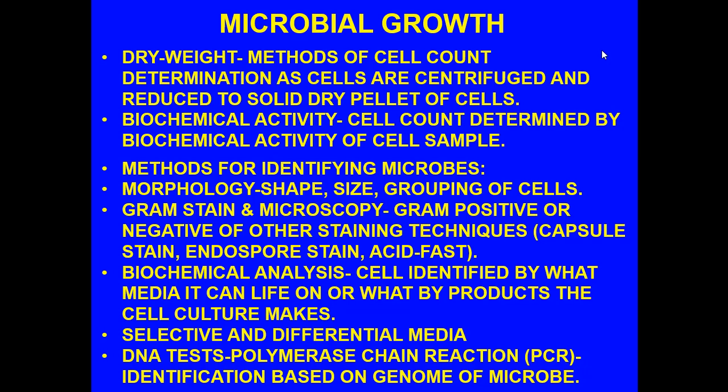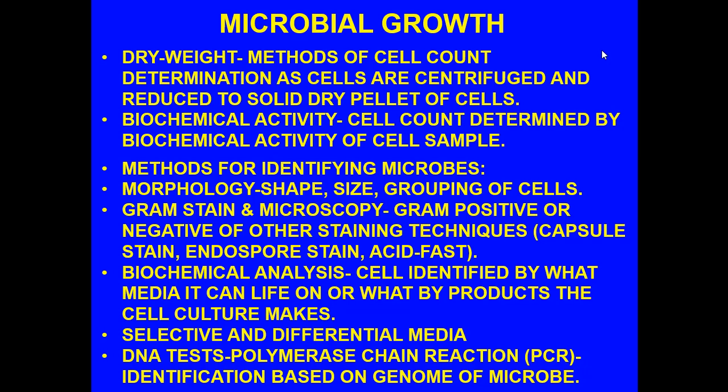Methods for identifying microbes. Let's go back to what we talked about a few minutes ago, because this really begins to boil it down. First, morphology. You kind of dealt with that in chapters 1 and 2 and 2.3. Shape, size, grouping of cells. Okay, that's the beginning, but it's round. So what? Gram stain in microscopy. Is it gram positive, gram negative? Is it such that we have to use an endospore stain, an acid-fast stain, or a capsule stain?